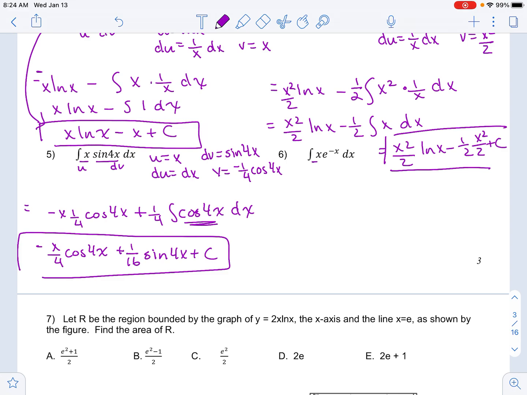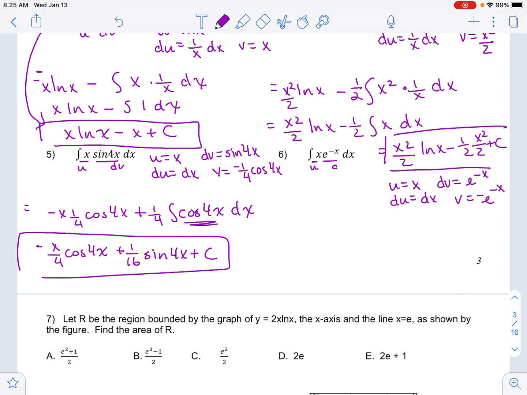Okay, last one. These are your 2 pieces. So notice that there's no logs, no inverses. I do have an algebraic, so your u has to be x. Everything else in the problem has to be dv, which is e to the negative x. Your du is 1 dx. Antiderivative of e to the negative x is e to the negative x, but your u is negative x, so you need that reciprocal of negative 1, which is negative 1. So your v is negative e to the negative x.